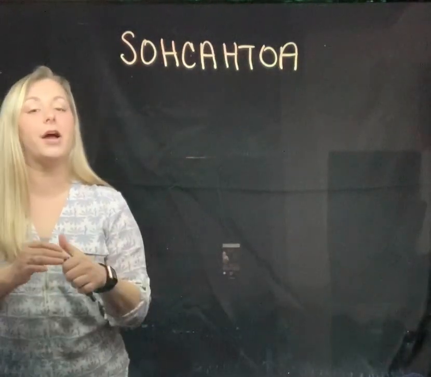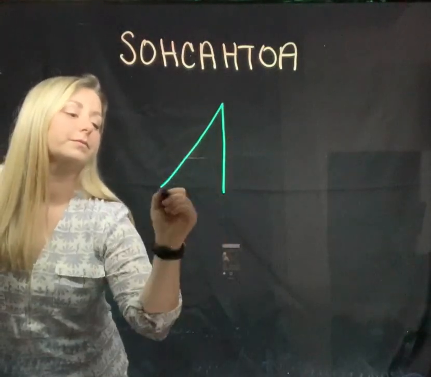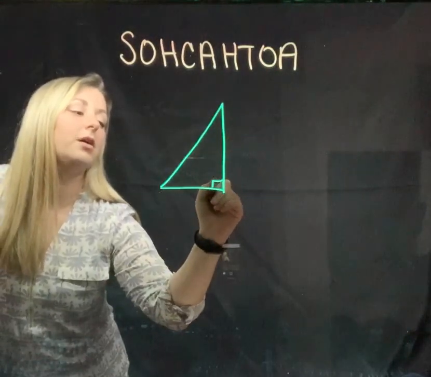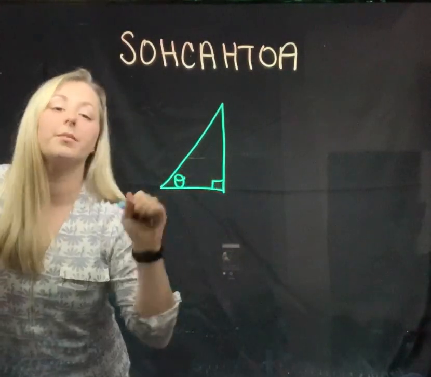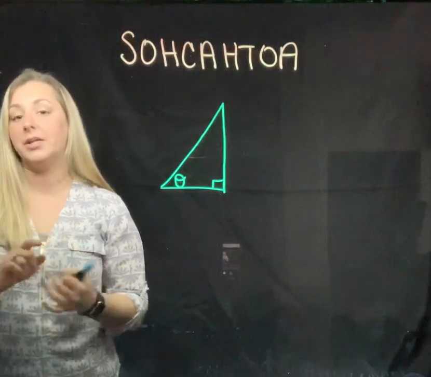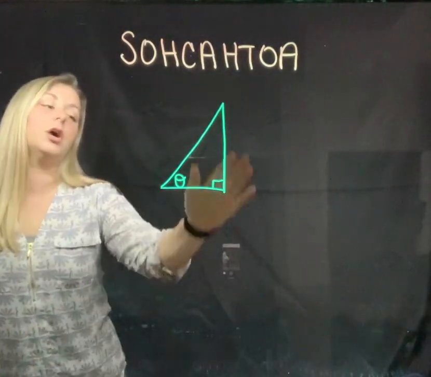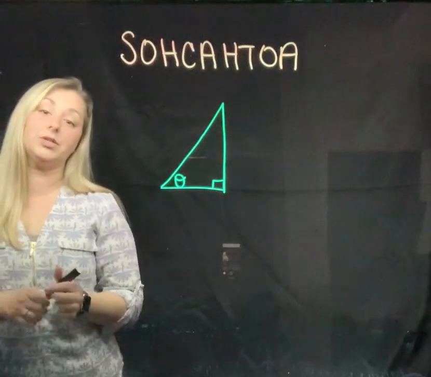So let's start off with a triangle. So you have a right triangle. I'm going to draw it out. Here's my angle that I'm going to be referring to, and I'm going to call that theta. So O, H, and A stand for opposite, hypotenuse, and adjacent, and I'm going to label those values along this triangle right here, just kind of use as a reference.